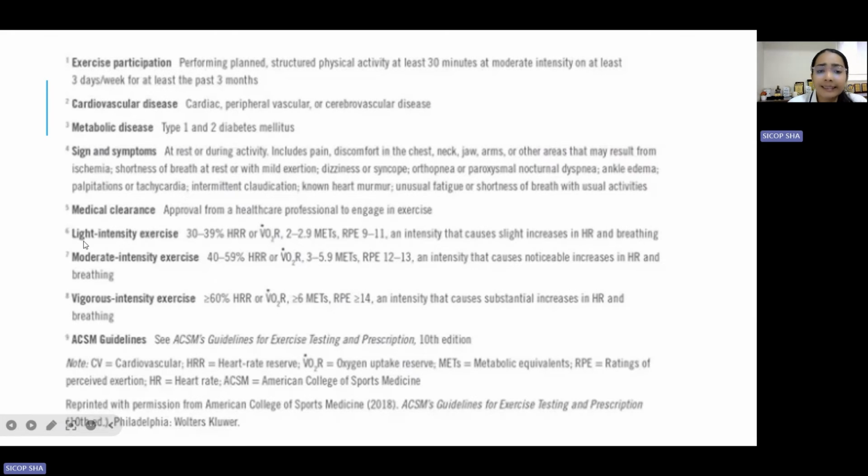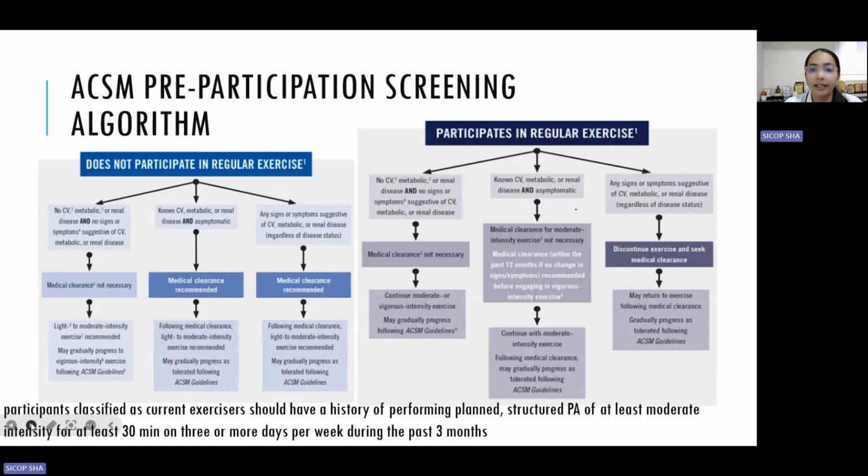Light intensity exercise is usually 30 to 39% of heart rate reserve. Moderate intensity is 40 to 59% of heart rate reserve. And vigorous intensity is more than 60% of heart rate reserve. So, these are the basic terminologies that we saw in the previous slide.